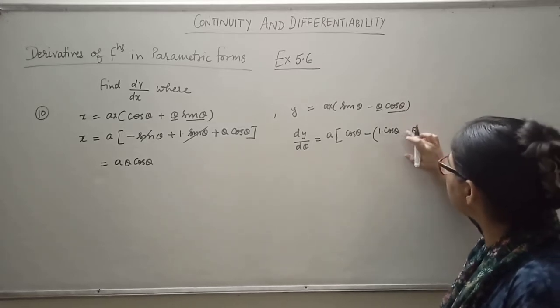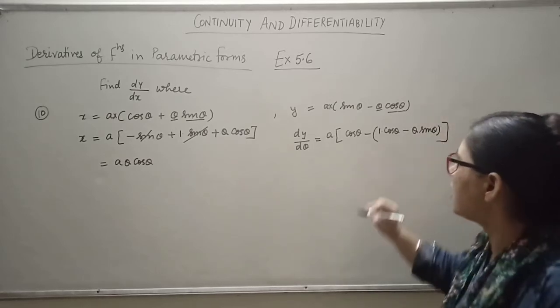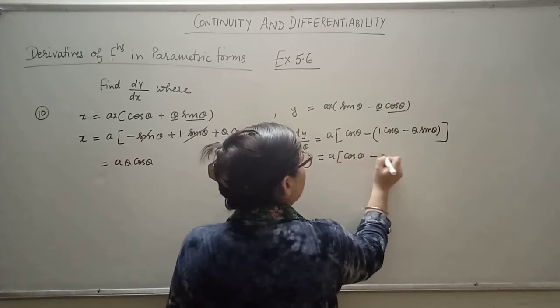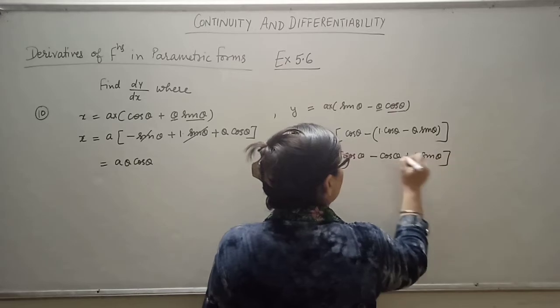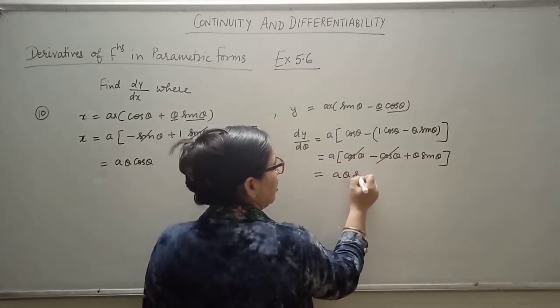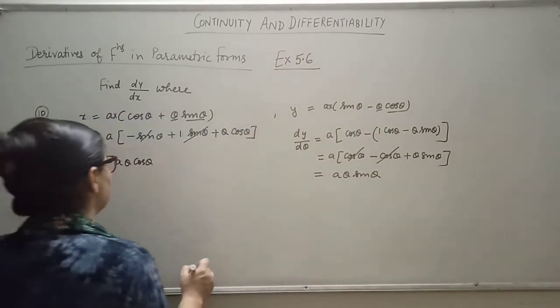That is minus sin theta. So I will replace this by minus sin theta. Now if I open it, it becomes cos theta minus cos theta plus theta sin theta. The cos theta and minus cos theta cancel, so what is left comes out as theta sin theta.